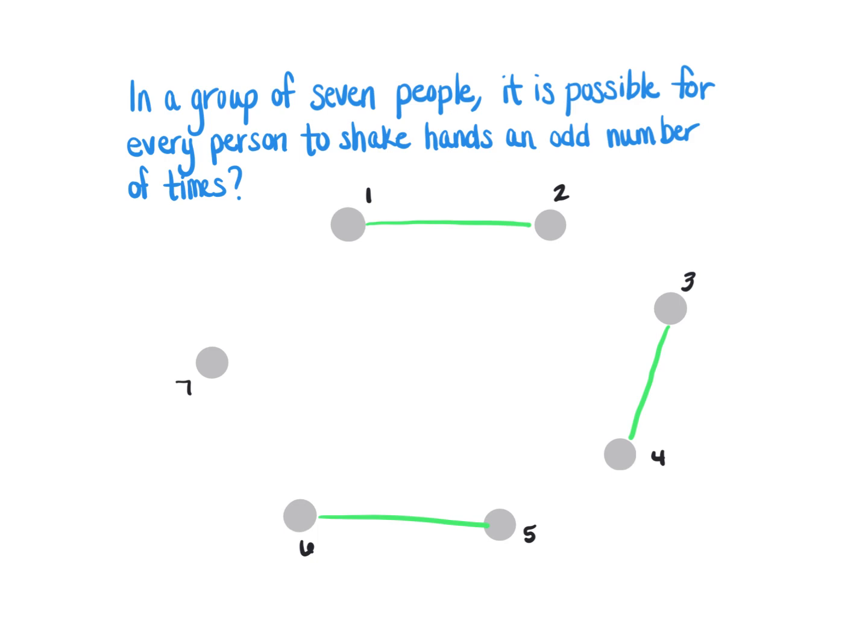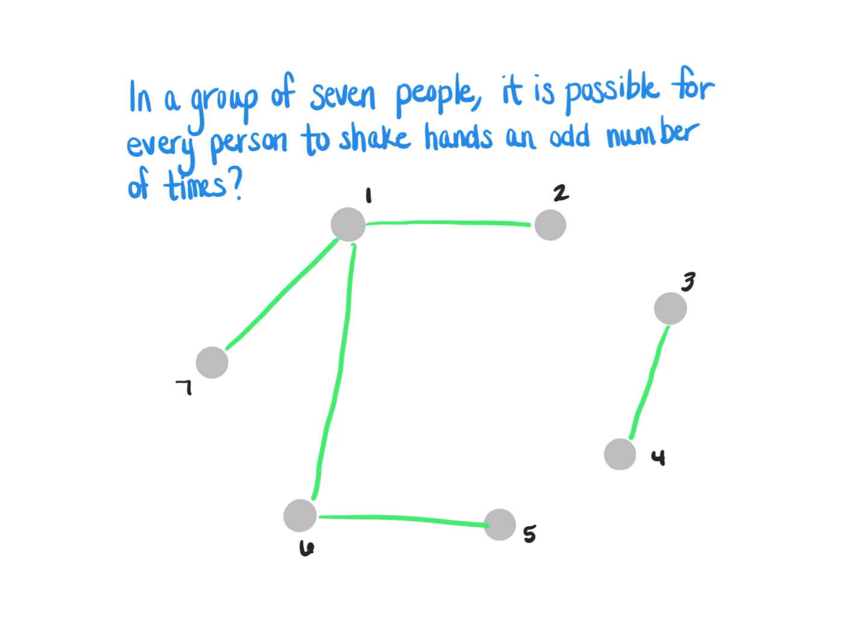So let's say person 7 shakes hands with person 1. Well, when that happens, notice that person 1 has now shaken hands twice. They have shaken hands with person number 2 and with person number 7. So person 1 now has an even number of handshakes. Well, we've got to take care of that problem. So person 1 is going to have to shake hands with someone else. Let's just say, for example, person 1 shakes hands with number 6.